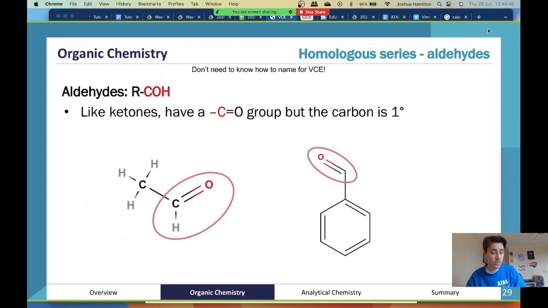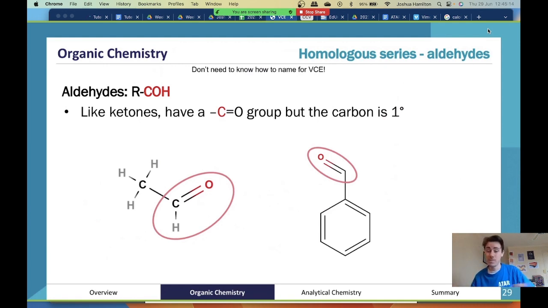Aldehydes are far more useful. We use aldehydes in things like formaldehyde, if anyone has heard of that. Formaldehyde is what we use to preserve dead tissue. So we preserve bodies. Like when people have their dead animals in a tank, that uses formaldehyde. You will have heard of formaldehyde before, I'm sure, at some point. It's used in lots of those crime TV shows and things like that. So formaldehyde is really the most common aldehyde that's used.